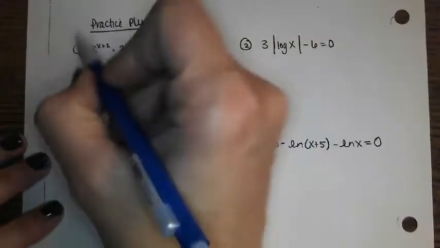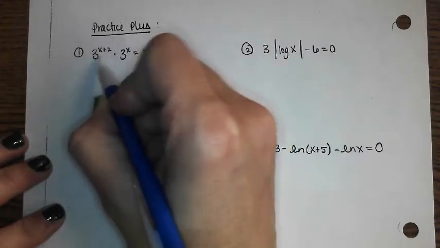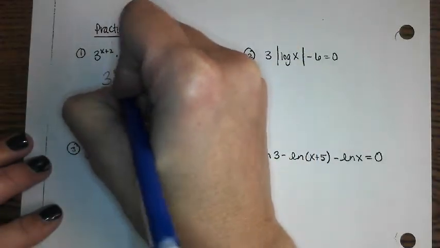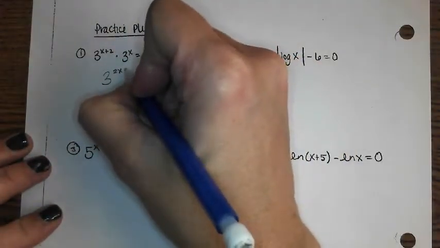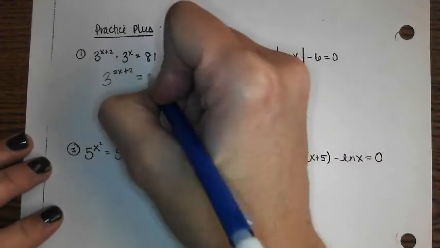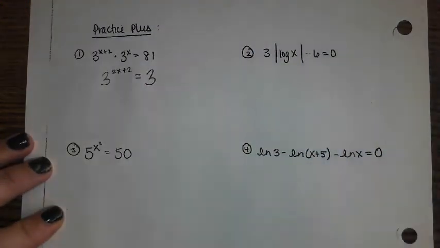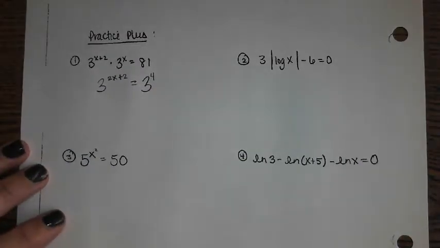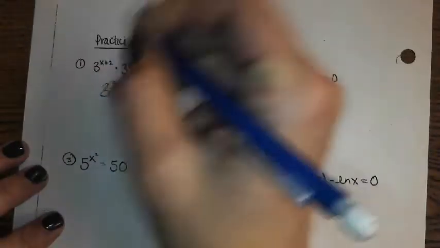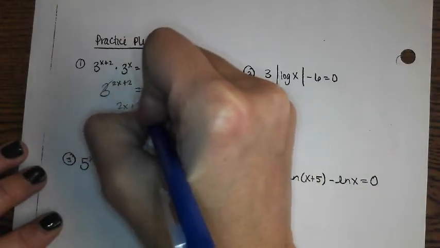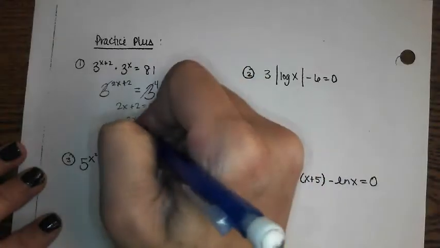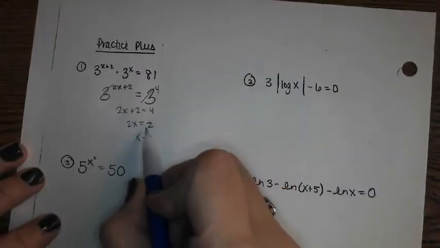So what would this become? When you multiply it, common bases, you do what with the exponents? Add. X plus 2 plus x will give us 2x plus 2. And 81 is the same as 3 to what power? Good, Andrew. And then your bases are the same, so you can drop them. And 2x plus 2 equals 4. 2x equals 2, x equals 1.